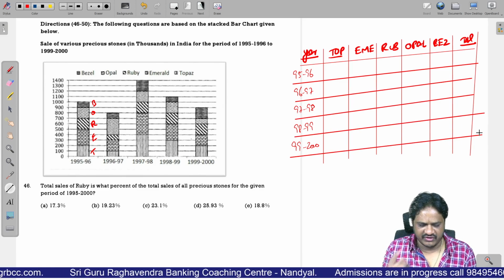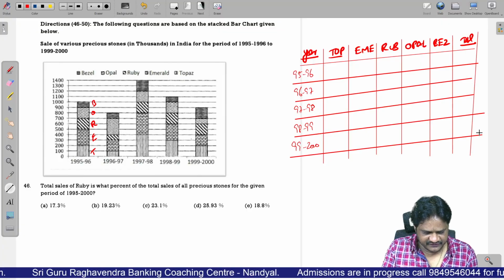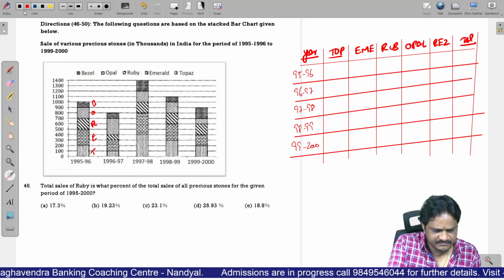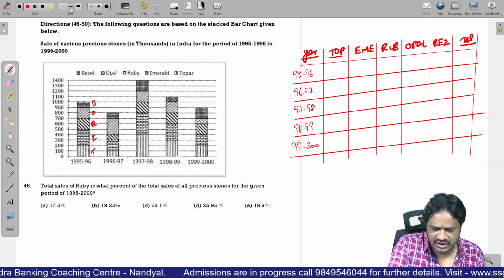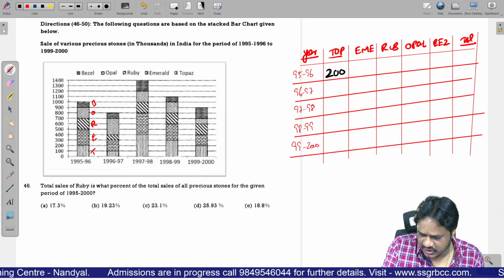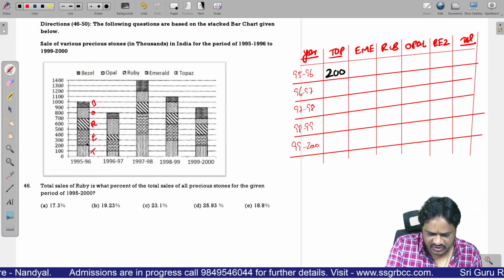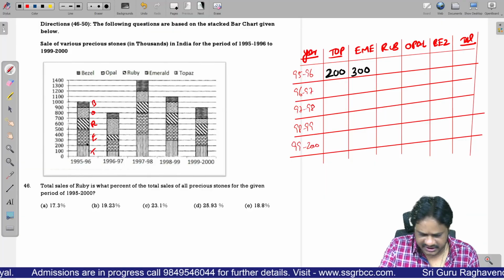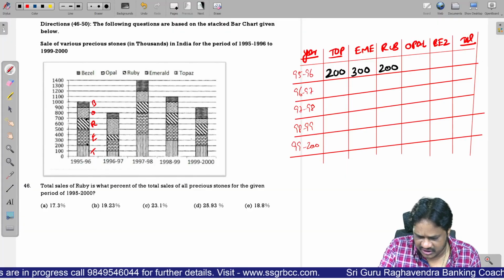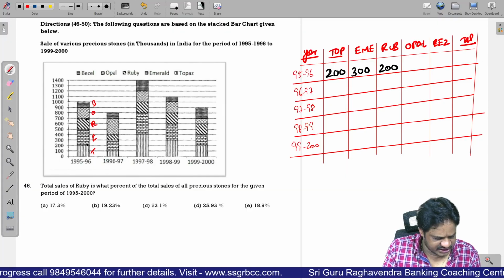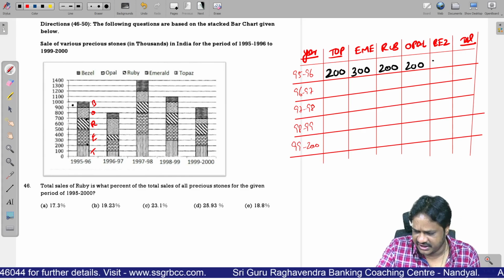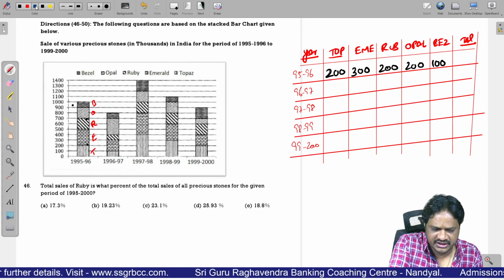Let us take the values first. For 1995, 1996, until here it is 200. So write down 200. The next one is from 200 to 500, so that is 300. The next one from 500 to 700, that is again 200. 700 to 900, again 200. And the last one is 100. So the total we will get is 1000.